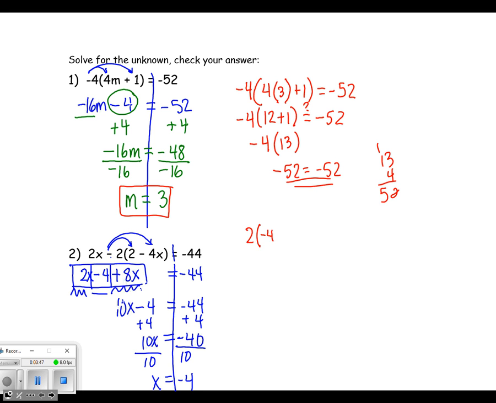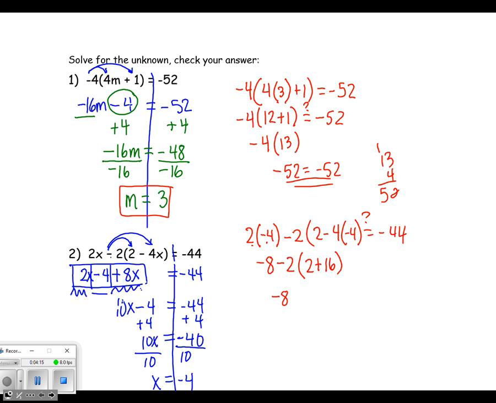I am going to check that answer again. 2 times -4 minus 2 times 2 minus 4 times -4. And I'm hoping that equals -44. I got -8 here. 2 times -4 is -8. Minus 2 times 2 plus, because -4 times -4 is 16. That's positive. So 2 plus 16 is 18.